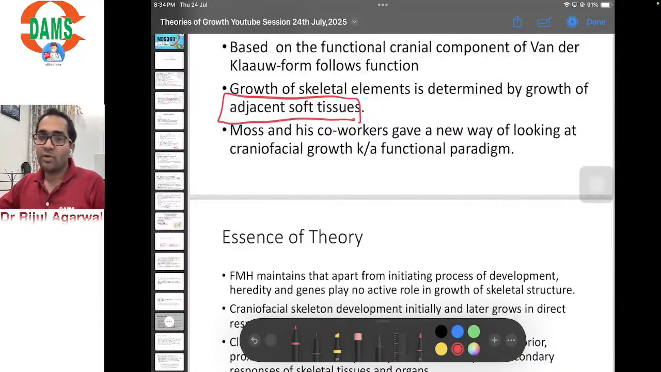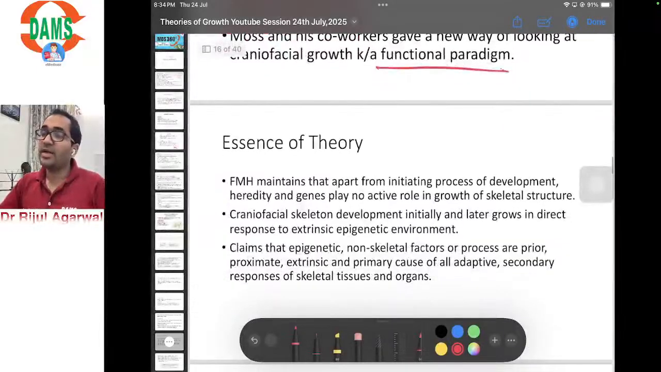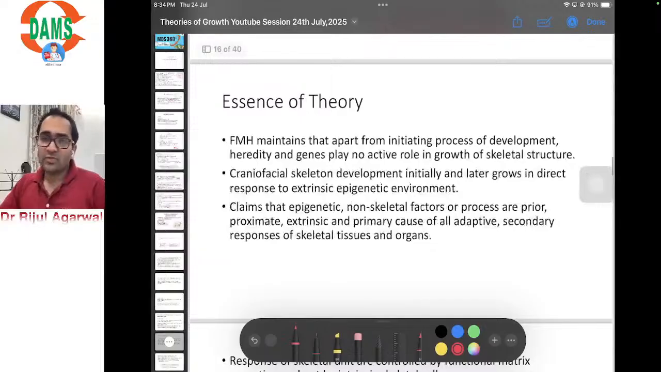So they called it a functional paradigm. Paradigm means a new way of thinking or a new way of looking, a complete reversal of the earlier concepts which were prevalent at that period of time. What is the basic essence of this theory? It says that, apart from initiating the process, that is, starting the process, genes play no further active role in the growth of the skeletal structure.